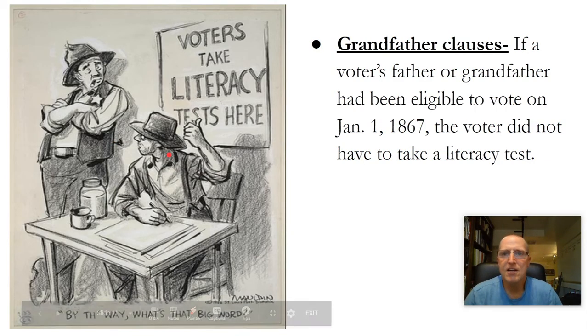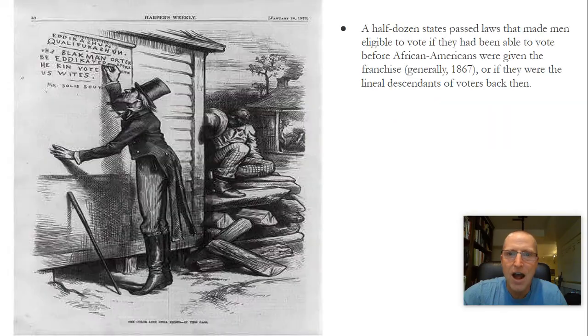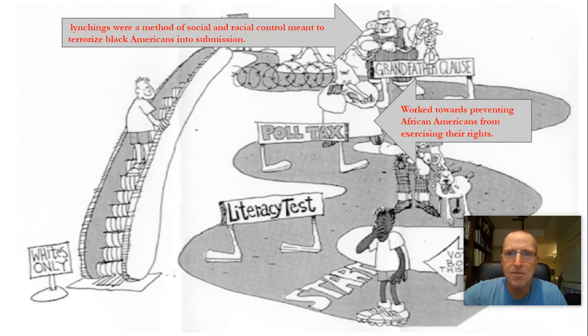So now what happened here is that since you did have a lot of poor whites who also weren't as educated and literate, they were unable to pass the test that was going to allow them to vote. So since this was going to be unfair to poor whites, what they did put in place was the grandfather clause. So now if a voter's father or grandfather had been eligible to vote on January 1st, 1867, the voter didn't have to take a literacy test. Again, another obstacle that an African American had to go through in order to vote.